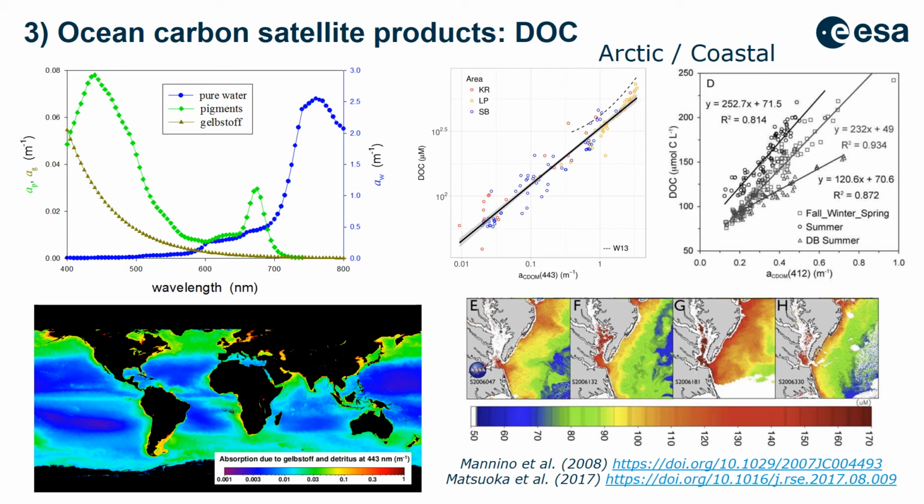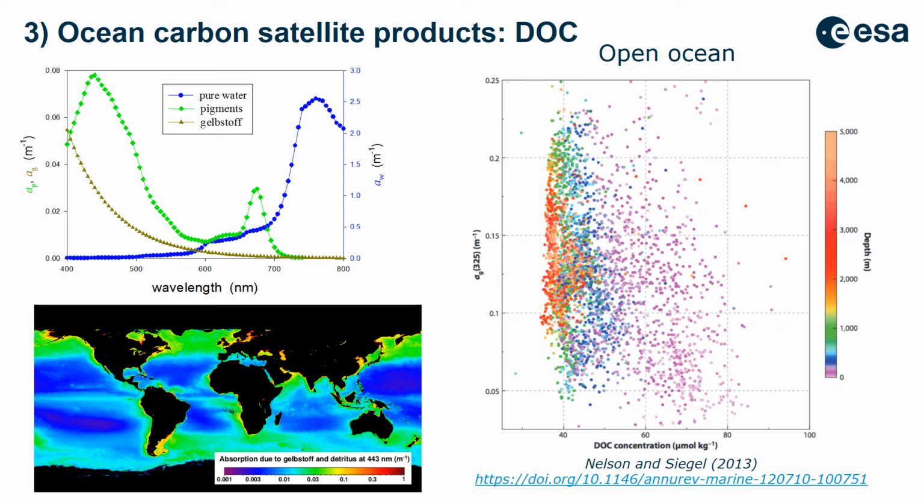However, the difficulty in using this really comes to play when we look at the open ocean. Now, work by Nelson and Siegel in 2013 really demonstrated that there is not a strong relationship between the DOC concentration and the CDOM absorption in the open ocean. Whereas we saw tight relationships around the coastal regions, often related to a river runoff and high CDOM concentrations correlating with high DOC concentrations. In the open ocean, that's not the case. And so it's a real challenging product to retrieve using satellite observations in the open ocean.